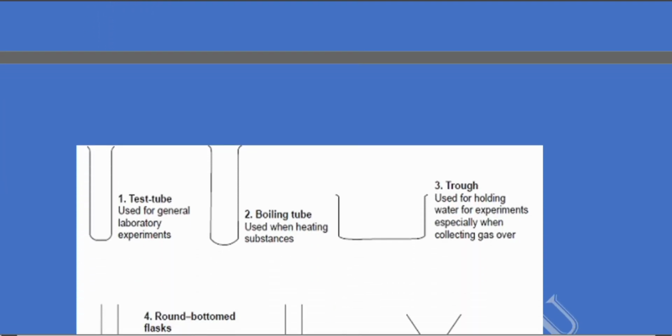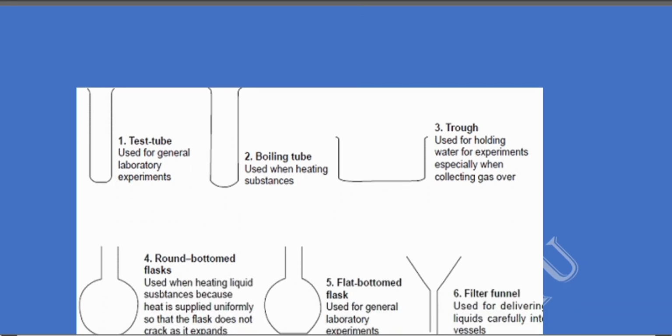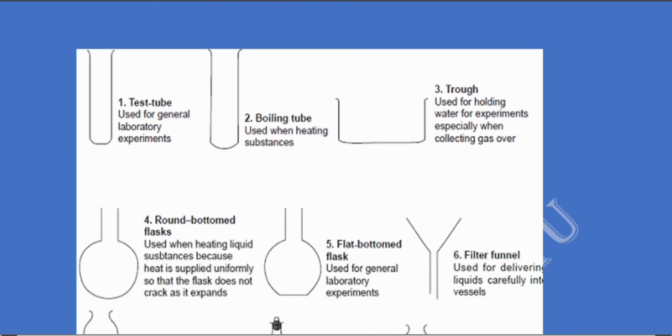Number one, we have a test tube used for general laboratory experiments. It can be used in boiling a liquid or a mixture of a liquid and a solid. Then you have a boiling tube used in heating substances. You have a trough used for holding water for experiments, especially when collecting gas over water.